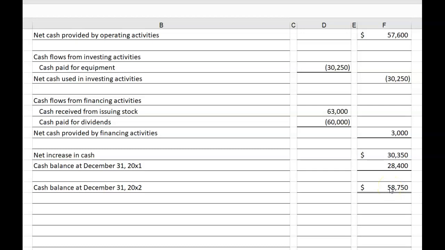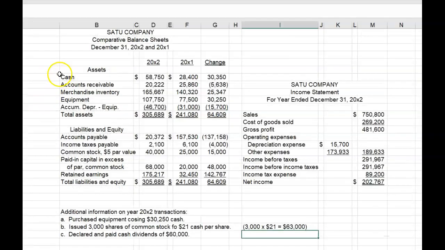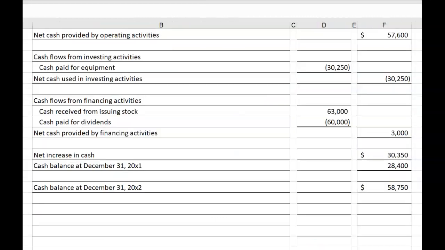And my cash flow statement is done, but we are not done with our work because we have to check and make sure that this number is right. And we do that by looking at the balance sheet again, the ending balance sheet. Cash on the ending balance sheet is $58,750. That should agree with the calculated ending balance of cash on our cash flow statement. It does, so I know I don't have significant errors on my cash flow statement.